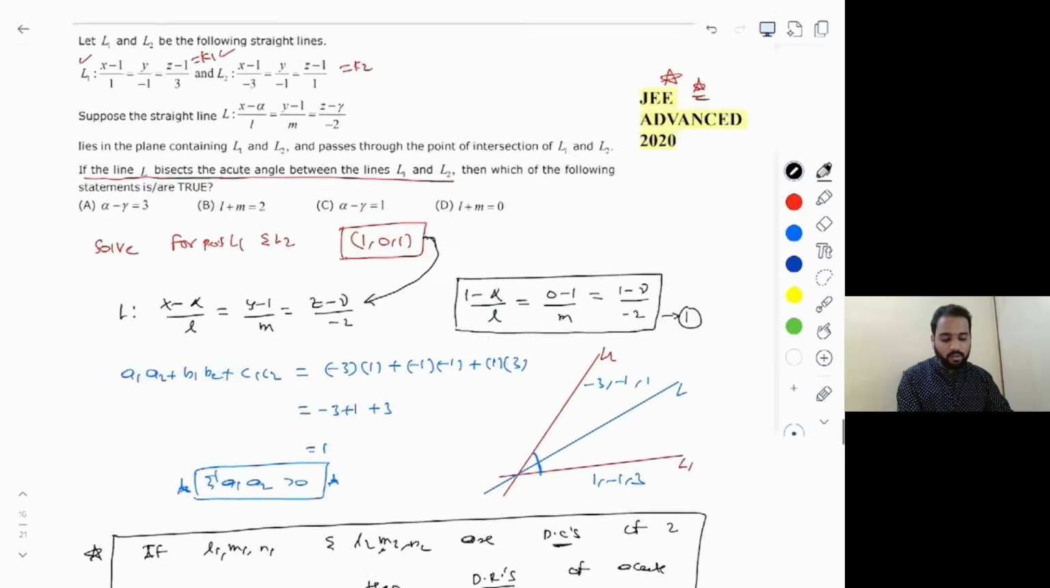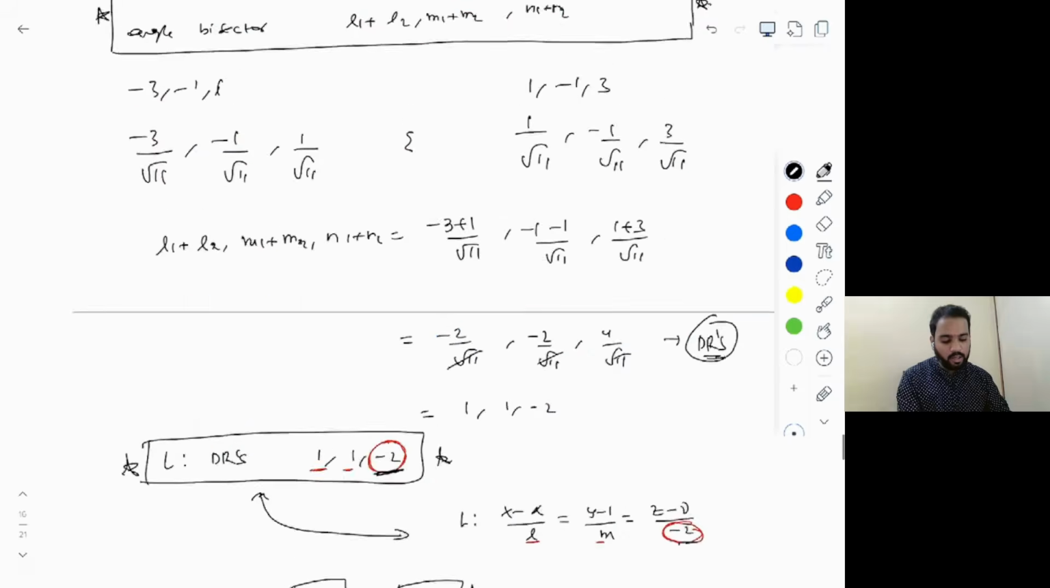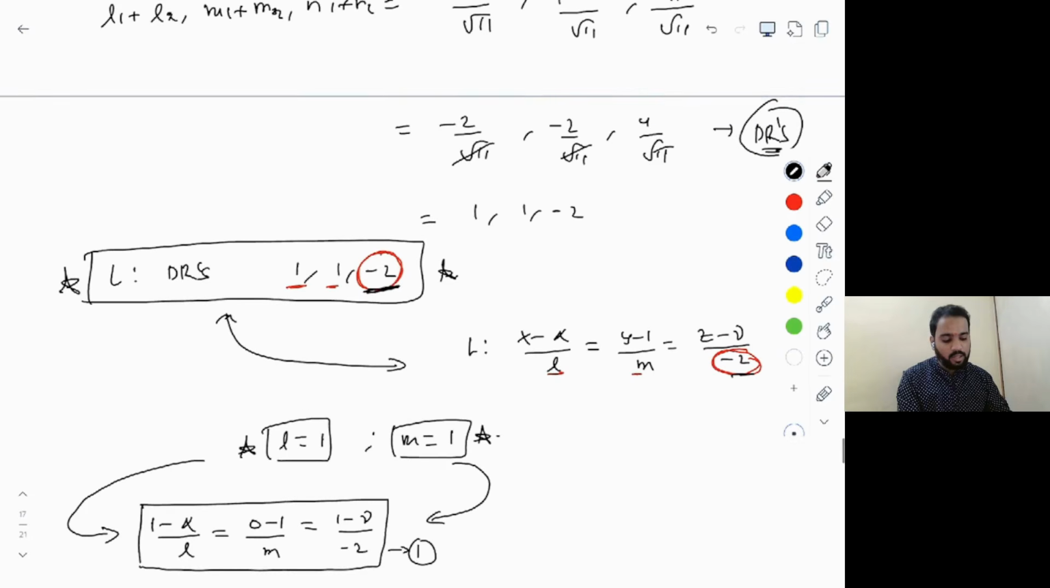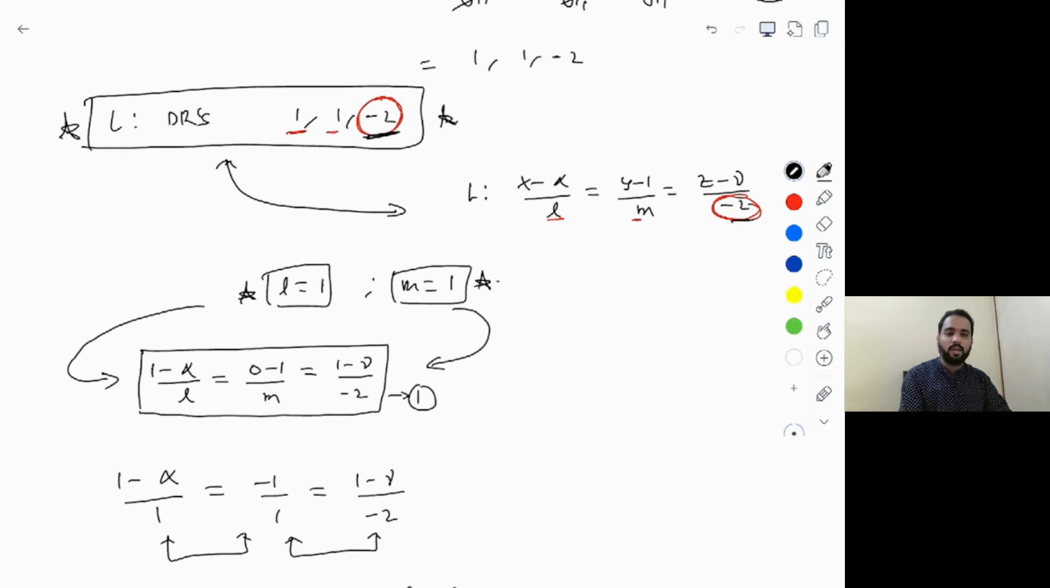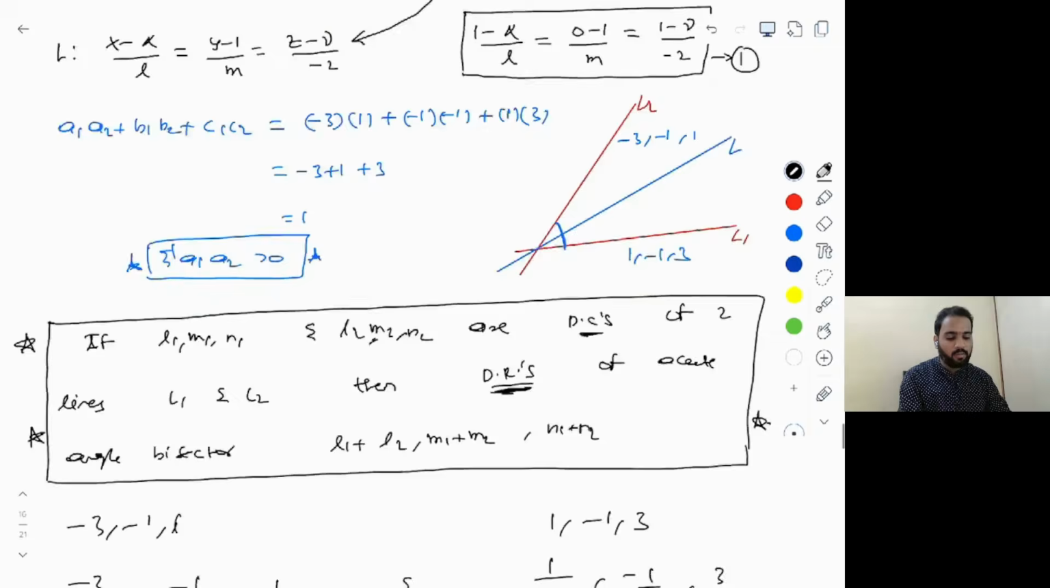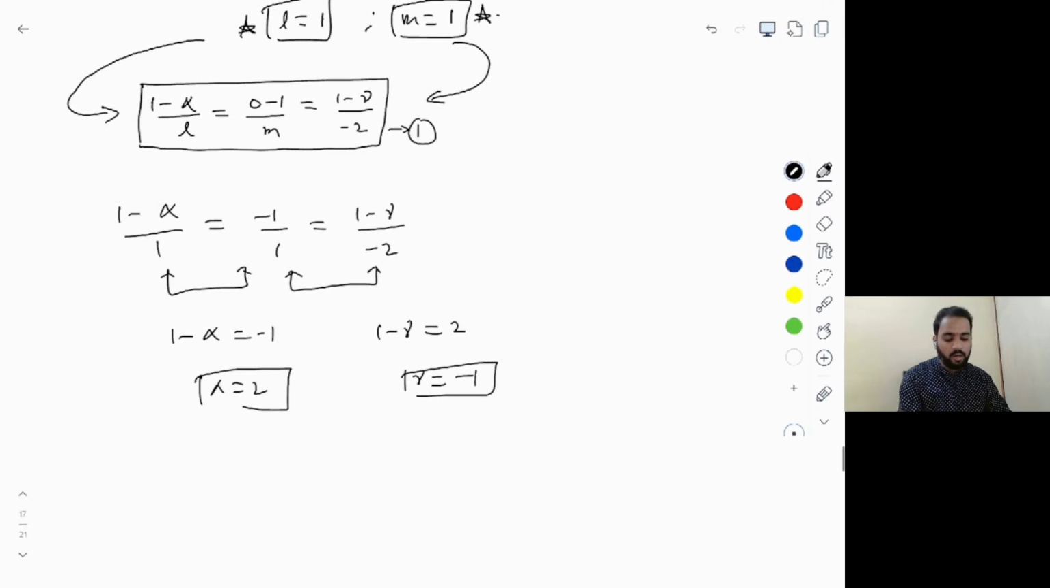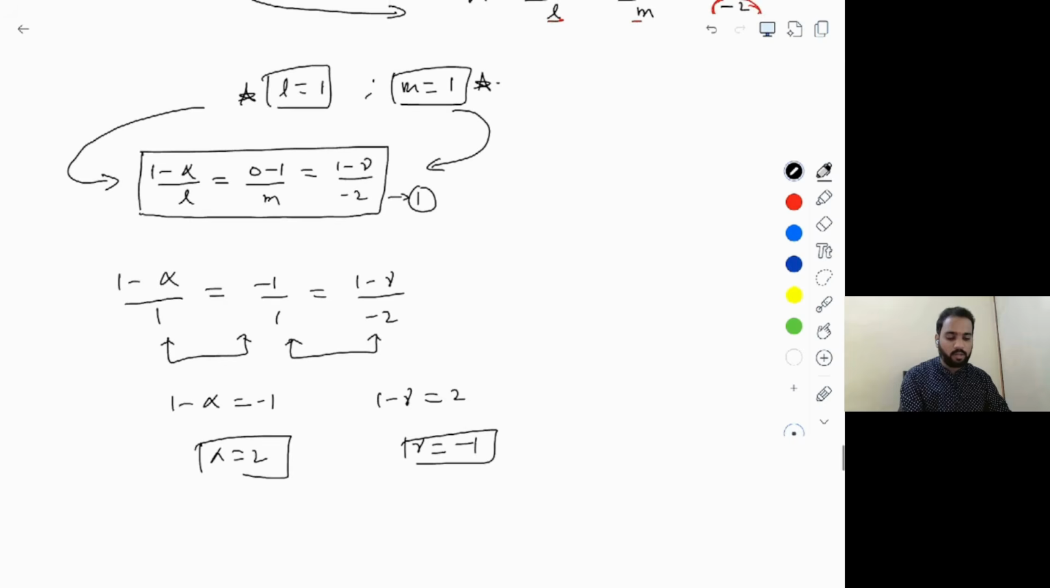In the question, they have already given you the straight line, and you can look at the denominators as L, M, and minus 2. Clearly, the Z coordinate is the same, which means the X and Y coordinates also must be the same. Otherwise, you can equate the ratios and get the values of L and M as 1, comma 1. Once we get these values of L, M, it's a very easy question because we already have condition number 1 from the solution here. Substitute that to get the values of alpha, gamma. I hope it is clear.